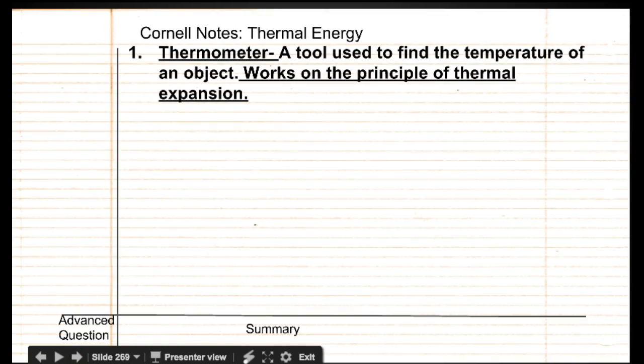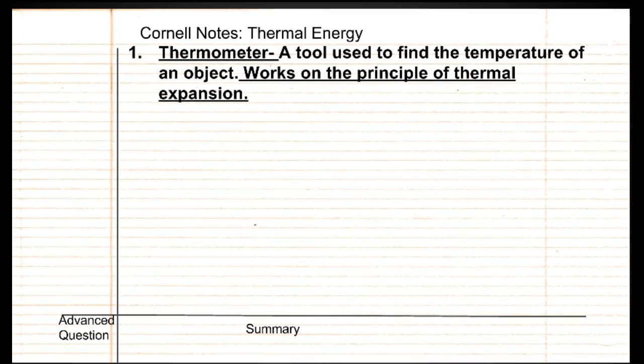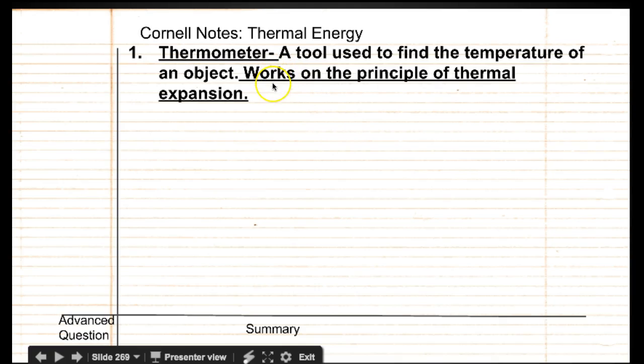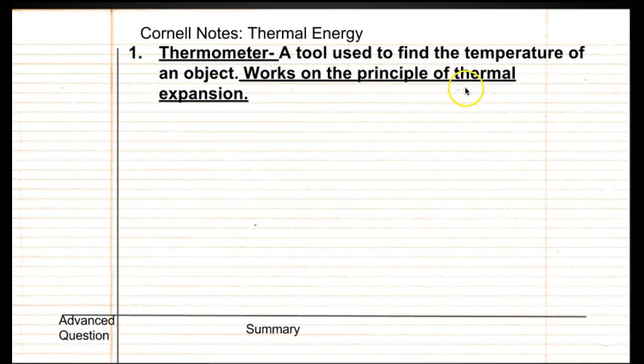First, a thermometer. Last time we talked about temperature. Well, a thermometer is the tool that is used to find the temperature of an object, and it works on the principle of thermal expansion, which we'll get to in a minute. The question on the left you can use is, what is a thermometer? Or how does a thermometer work?